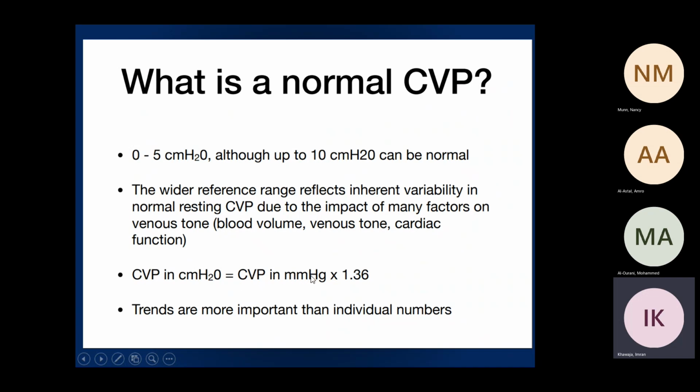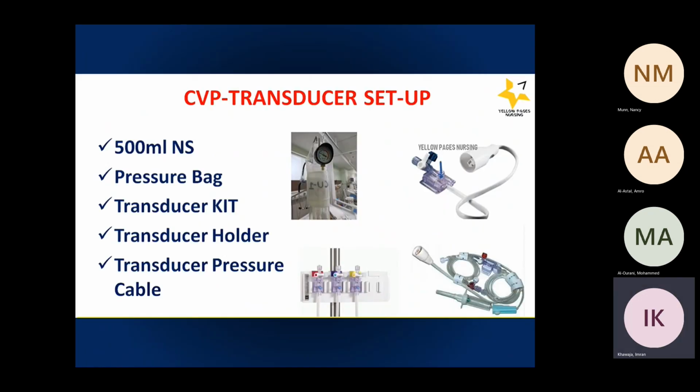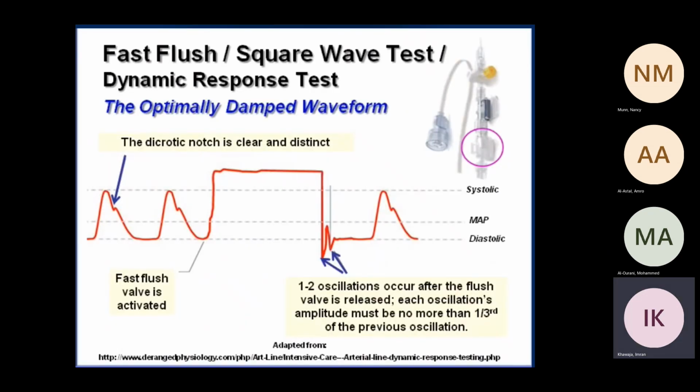So millimeter times 1.36 gives you a centimeter H2O for CVP. And the setup is similar to the arterial catheter: transducer, the cable here, and the pressurized bag. And it's the same concept, with leveling and zeroing. Okay, so this is the fast flush or square wave test.